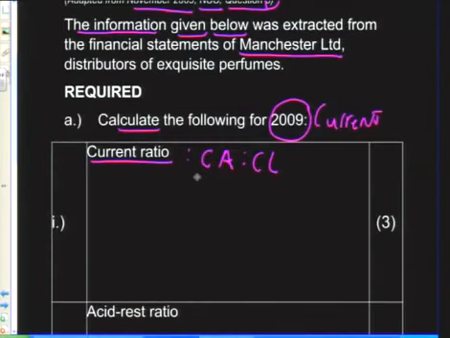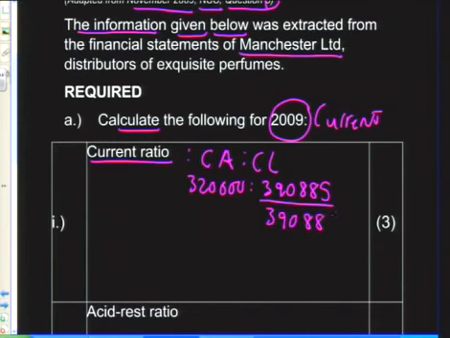So my current assets was an amount of 320,000, and your current liabilities was a total of 390,885. Right, when you're doing ratios, remember I want the right-hand side to equal 1, so I'm going to divide by 390,885. Whatever I do on the right-hand side, I must do on the left-hand side, so divide by 390,885. And here, obviously, we're going to get a ratio of 1.